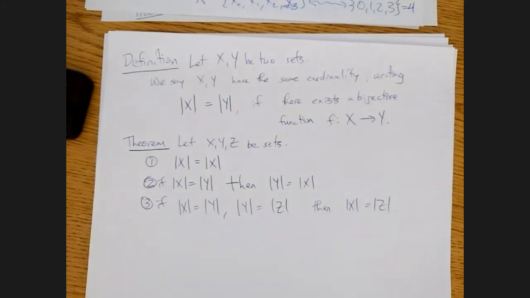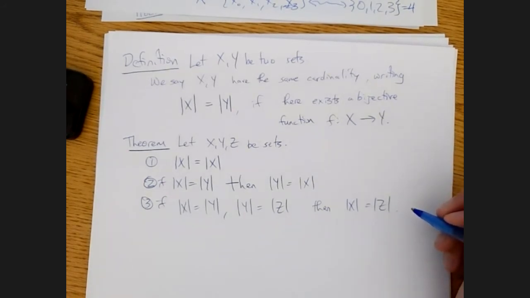In other words, this notion of cardinality gives an equivalence relation, but there's a slight problem. It gives an equivalence relation on all sets, and if we think about all sets, that collection is not a set itself. As we have seen, if it were a set, we would get a contradiction; that is Russell's paradox.